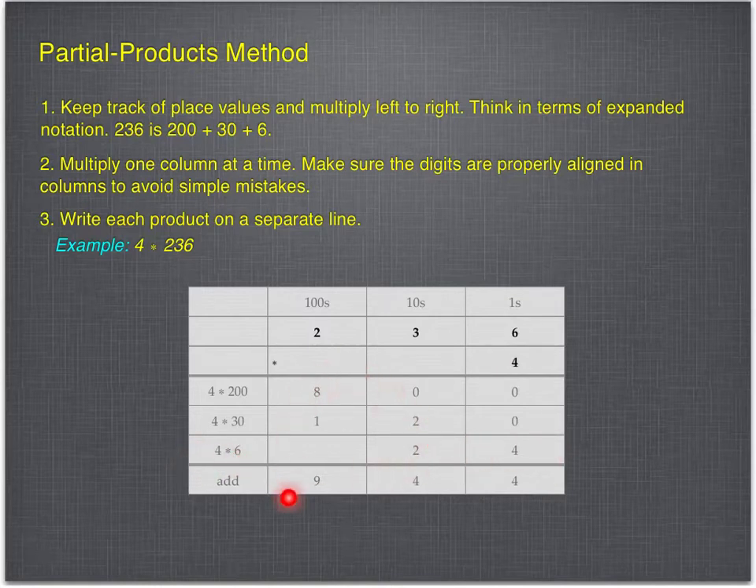And all I have to do now is just add them up. 800 plus 100 is 900. 200 plus 20 plus 20 is 40, and 4. Okay, so the answer is 944. And technically, all of that could have been done mentally.